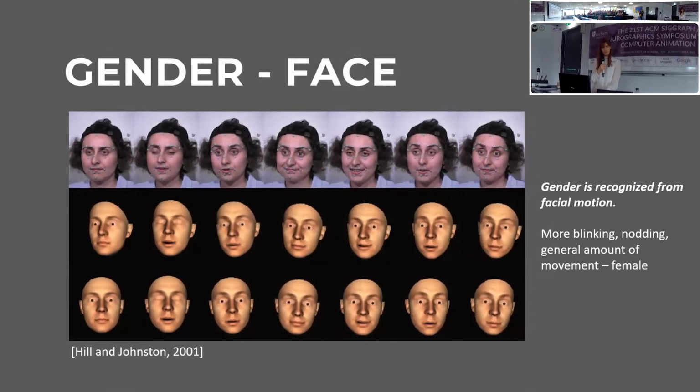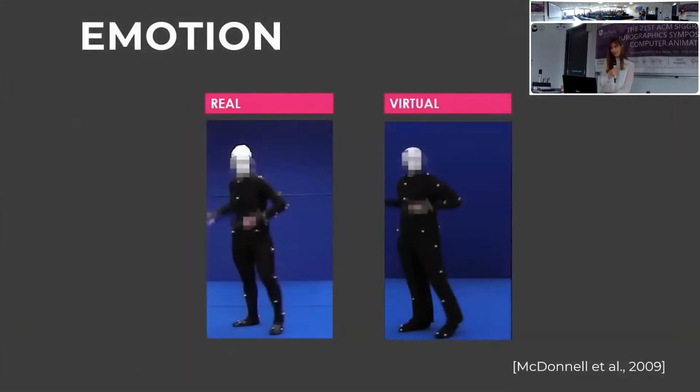So other researchers have looked at gender from facial characteristics, and they found again that it could be recognized from facial motion alone. But I think this is more of a social kind of effect. For example, there's more blinking and nodding apparently in the female characters. So I don't know, let's see. So anyway, that was gender.